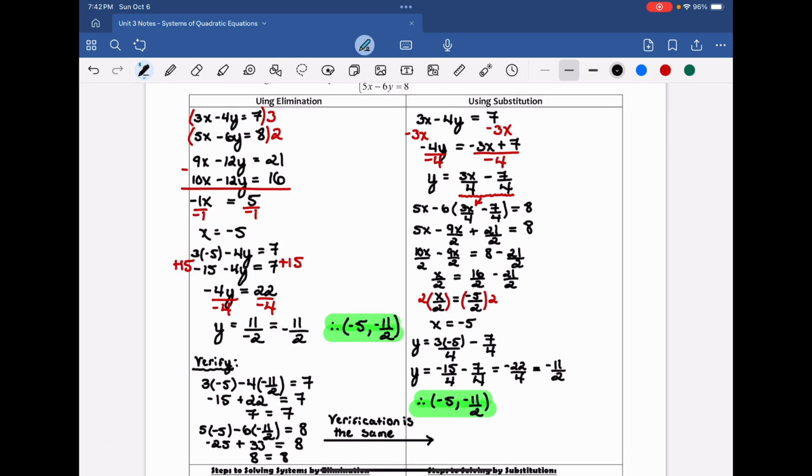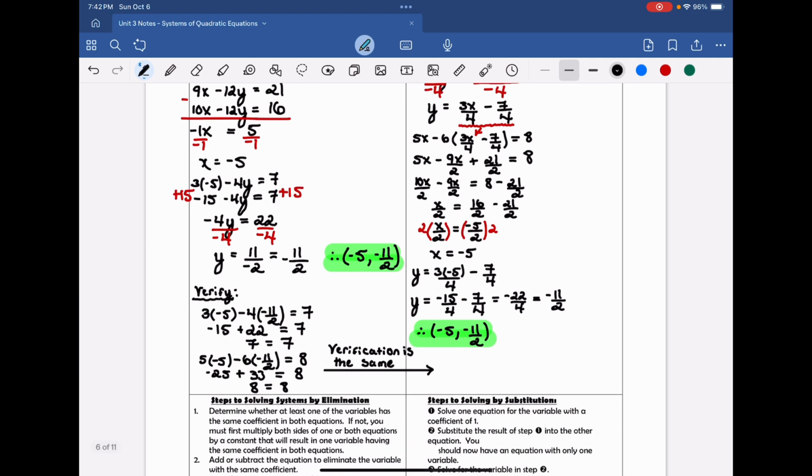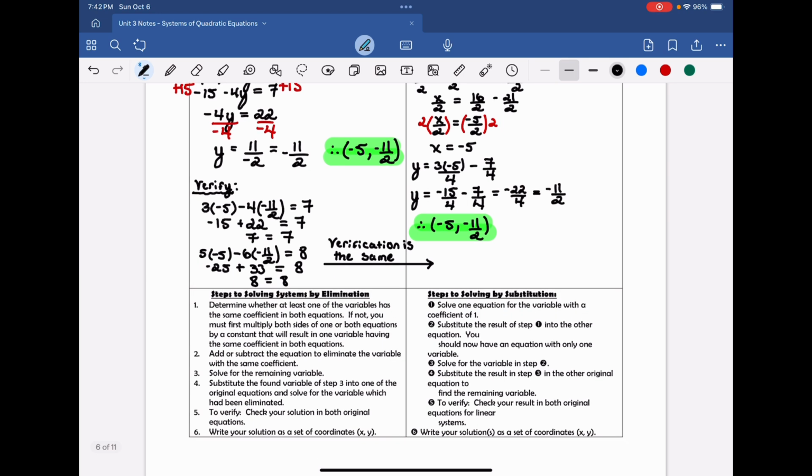Now, sometimes when you get fractions in these examples like this, it can seem a little intimidating or seem like it's going to be a little more complicated than it is. Let's just quickly run through the steps of solving using elimination and substitution before we actually start tackling them in terms of linear quadratics and quadratic quadratics.